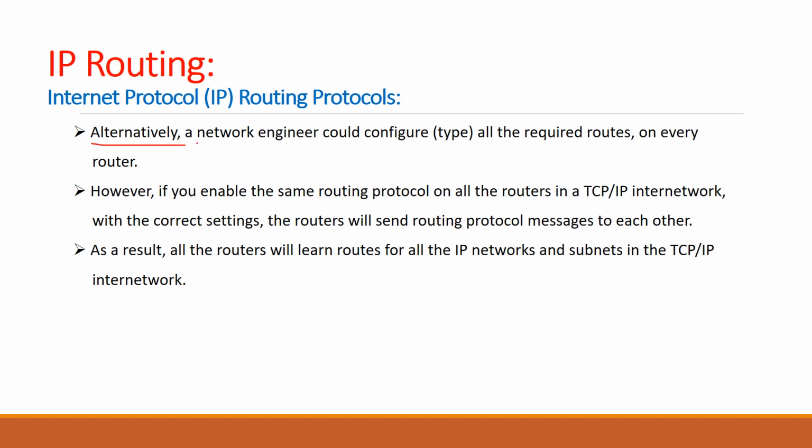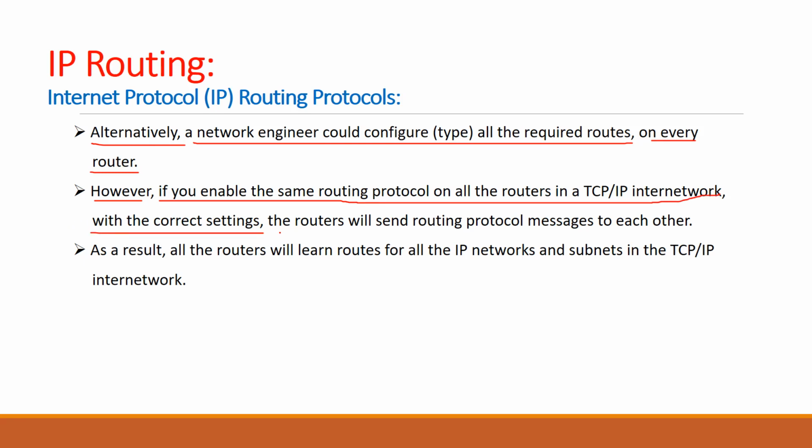Alternatively, instead of using routing protocols, a network engineer could configure or type all the required routes on every router, which is difficult to do, but it is possible. However, if you enable the same routing protocol on all the routers in a TCP/IP network with the correct settings, the routers will send routing protocol messages to each other. As a result, all the routers will learn routes for all the IP networks and subnets in the TCP/IP internetwork. Let's give an example.